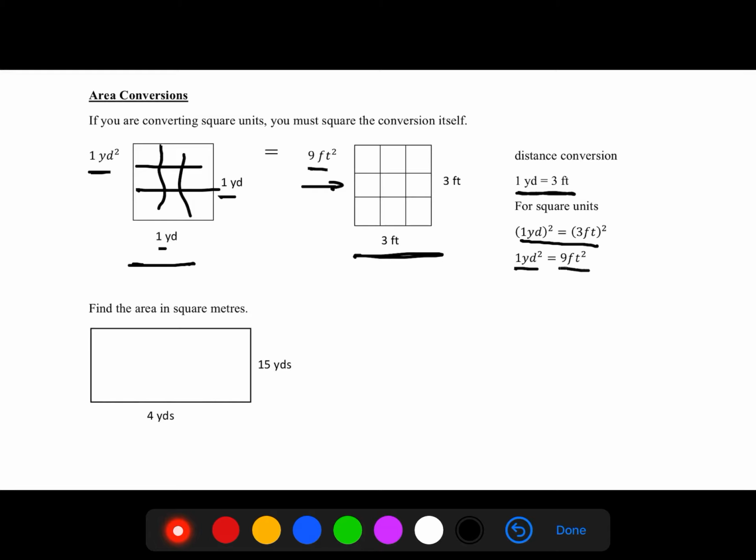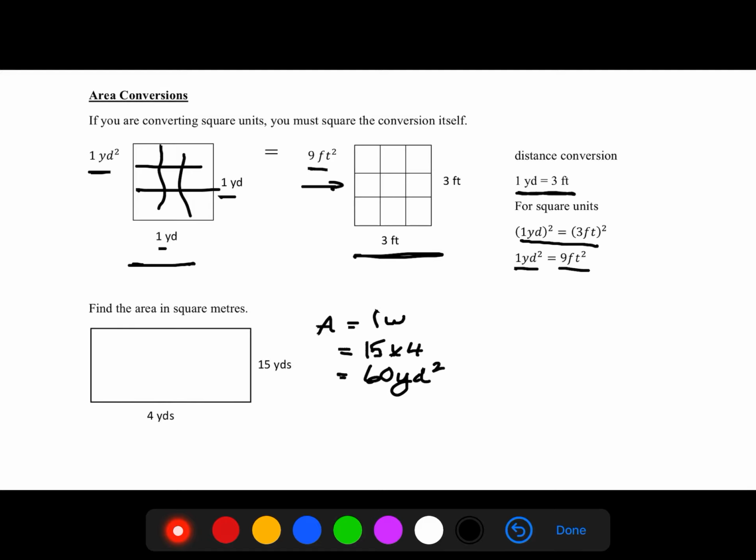Now, finding the area in square meters of the object on the bottom. We could convert each of our sides into meters and then sub that into the formula. It's going to be a little more complex because when we change yards to meters, we're going to get decimals. We might have a lot of decimal places, which makes it a little harder. What we can do here, area equals length times width, which means we're going to have 15 times 4. So we have 60 square yards.